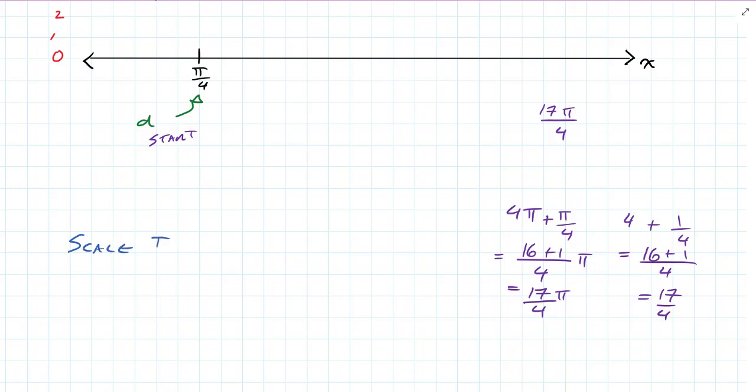Count out 17 pi over 4. So there's 1, 2, 3, 4, 5, 6, 7, 8, 9, 10, 11, 12, 13, 14, 15, 16, 17. All right, so there's where my graph's going to end: 17 pi over 4. There's one cycle of that thing, right?